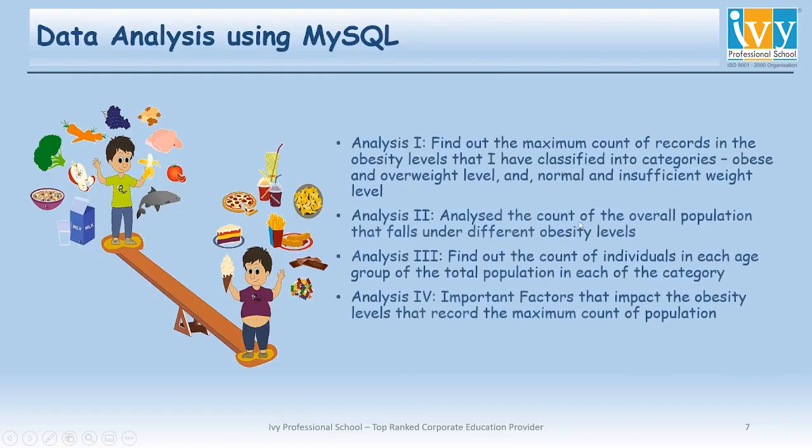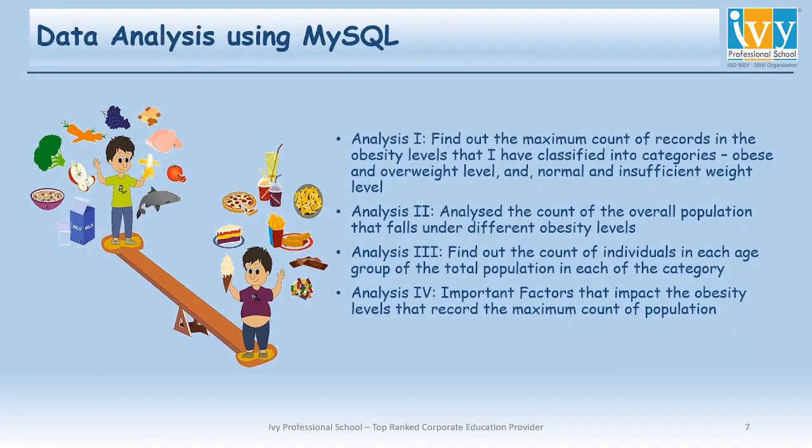Now coming to the data analysis part, I would mainly perform my data analysis using MySQL queries in four parts. My first analysis will be to see the maximum count of records in each of the two categories, that is the obese and the overweight levels and the normal and insufficient weight levels. Once done, my second analysis will be to see the count of the records in each of the obesity and overweight levels across the entire population.